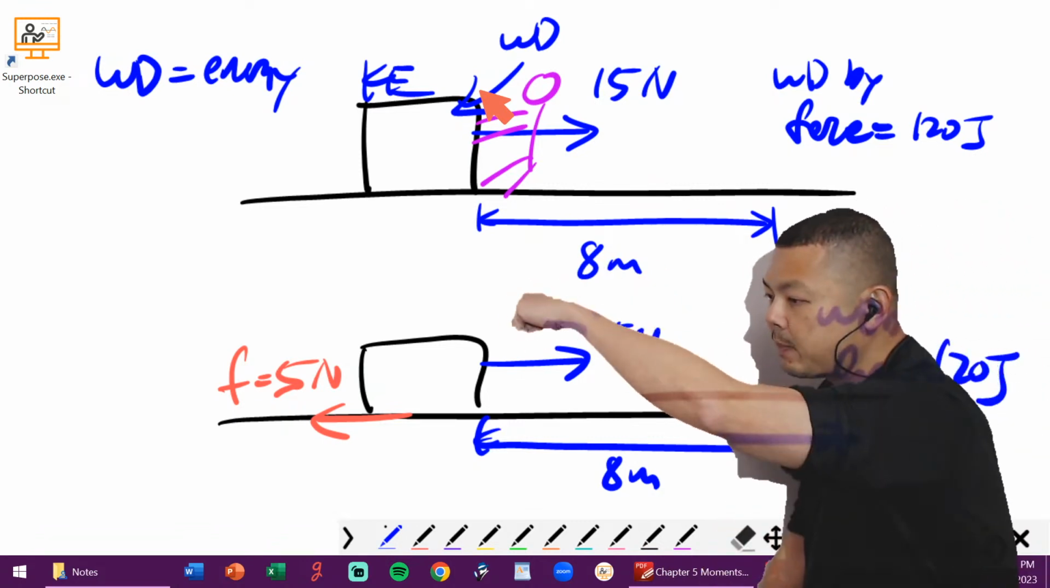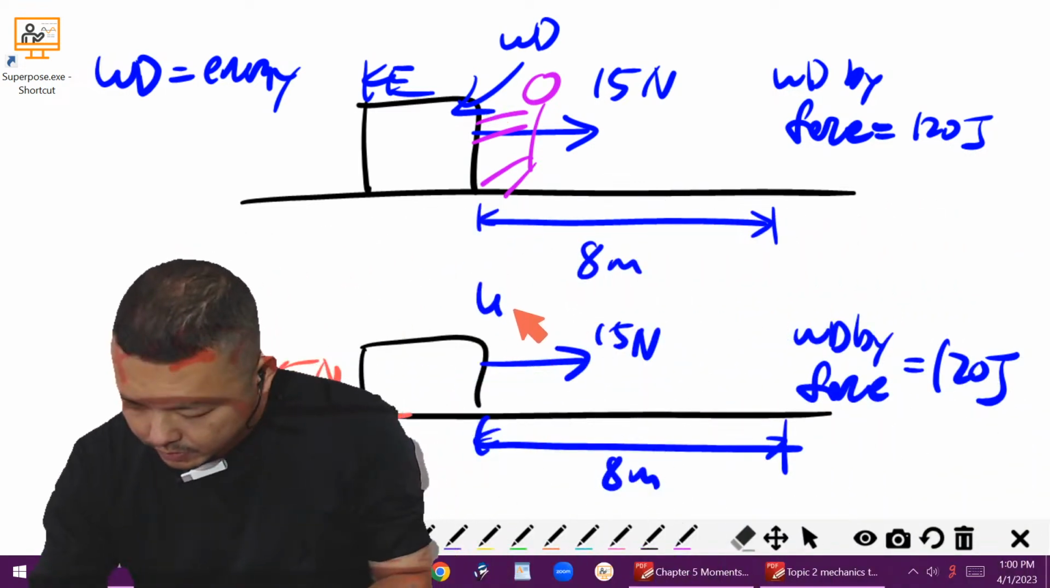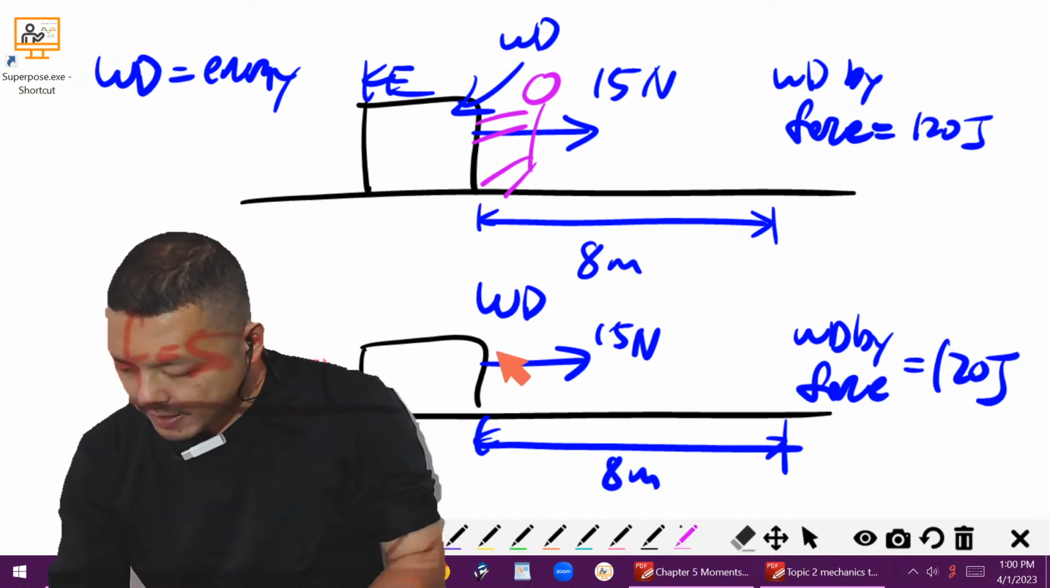So how about for this box then? What is the work done being converted into? Work done by the man. Let's say the man is pulling again.